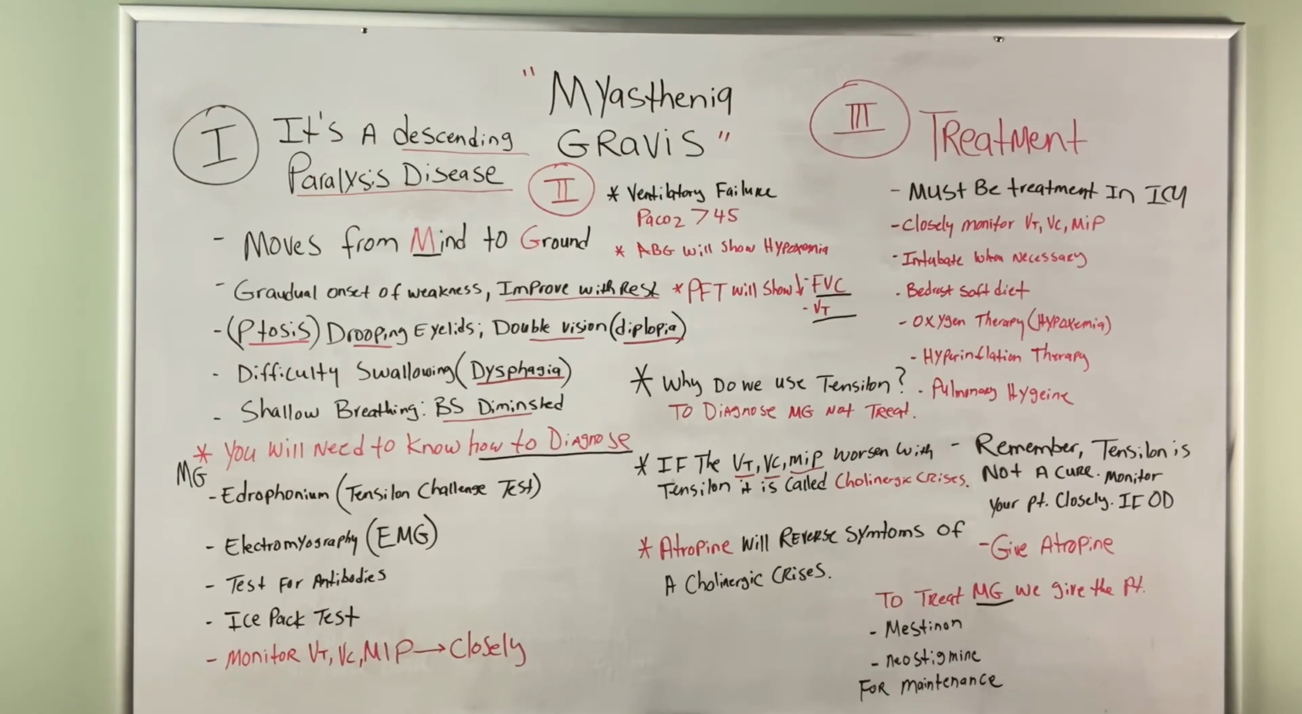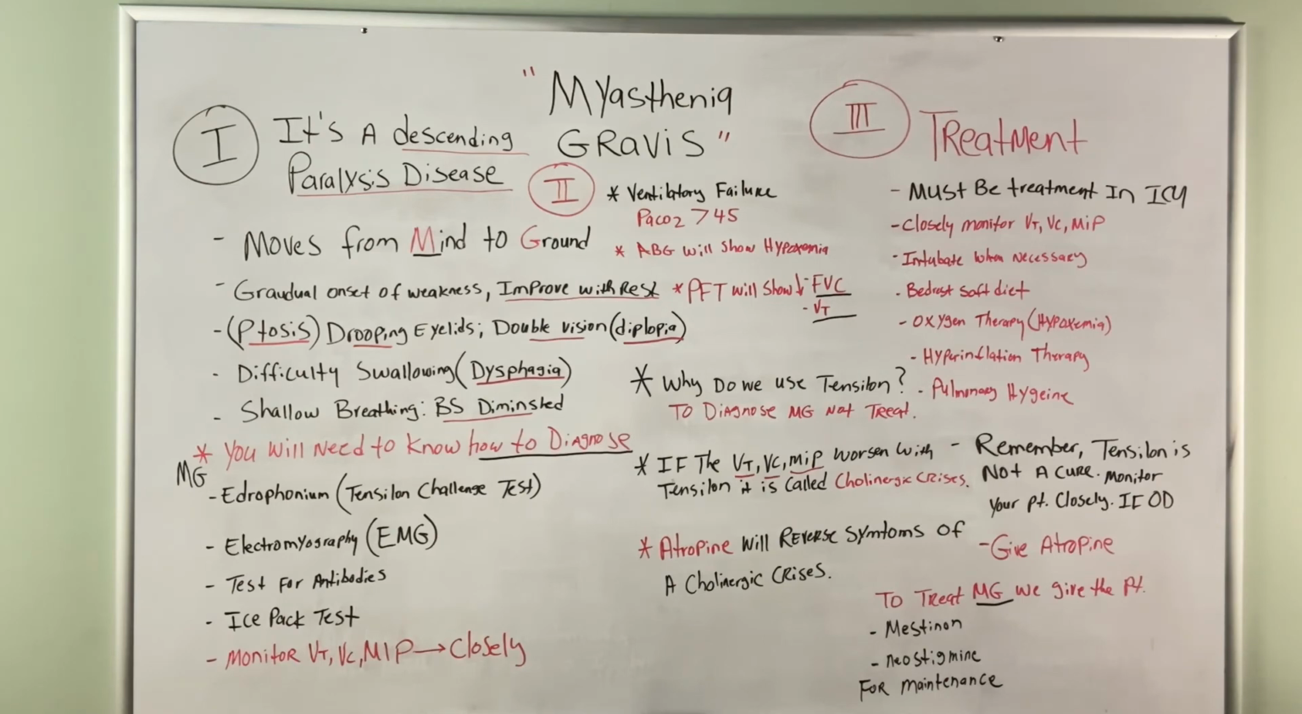Everything on this board you will see in some form, in some type of question on the TMC exam. Now, remember the maintenance drugs as well as cholinergic crisis. All of these things are treated by giving the patient atropine. Atropine will reverse the process of the crisis and all of the medication that you will give for myasthenia gravis.